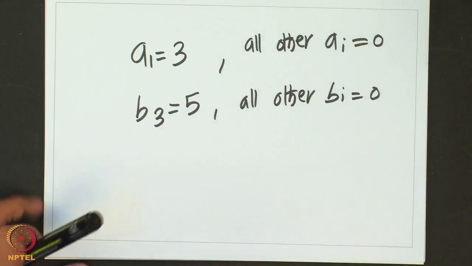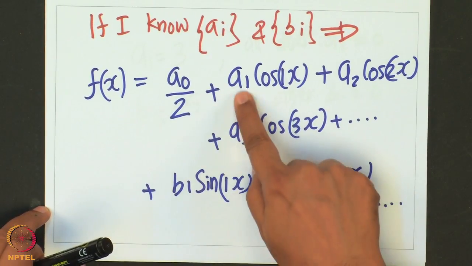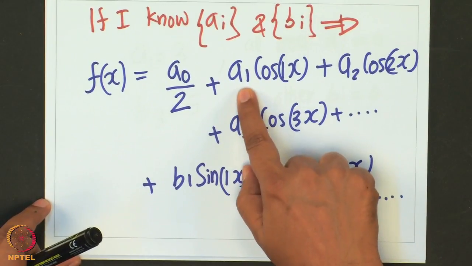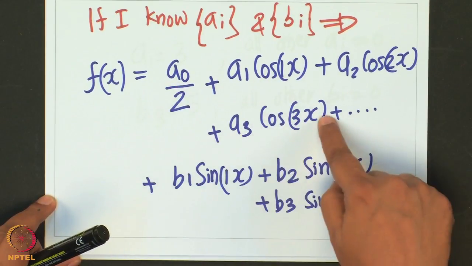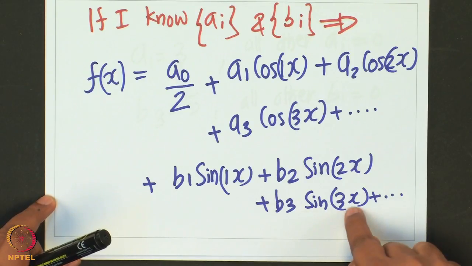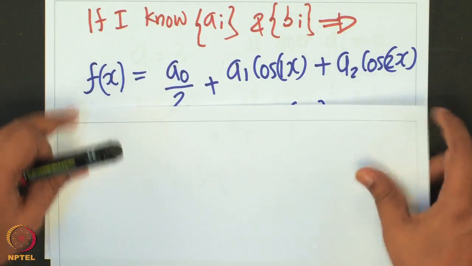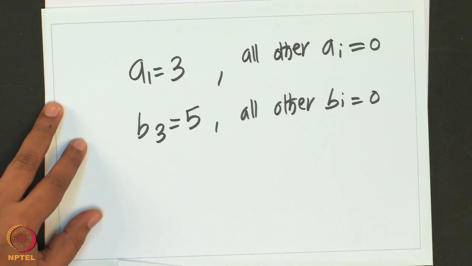So if I take this equation for f of x, I have a1 which is 3. So I have 3 cos x, and everything else is 0. And I have b3 which is 5, so I have 5 sin 3x. So I have my equation, my f of x. If I have only a1 equal to 3 and b3 equal to 5, and I substitute in that expansion, what do I get?